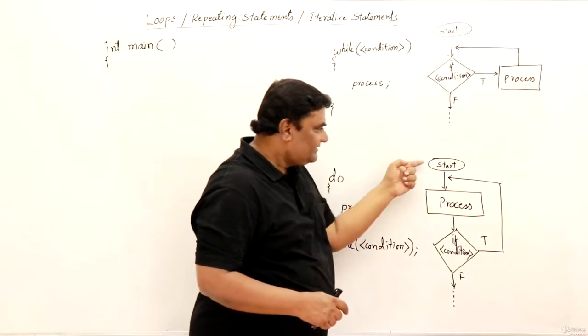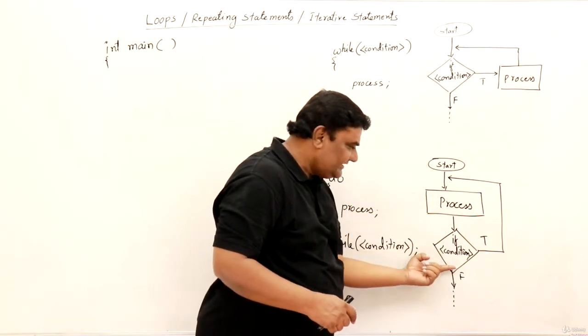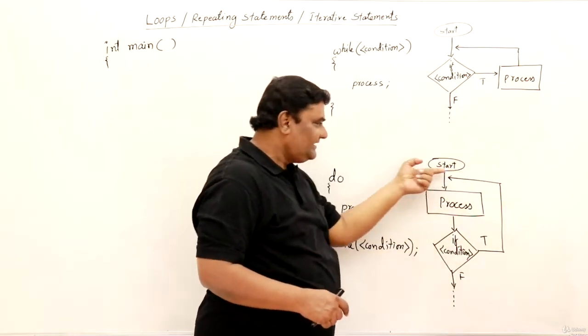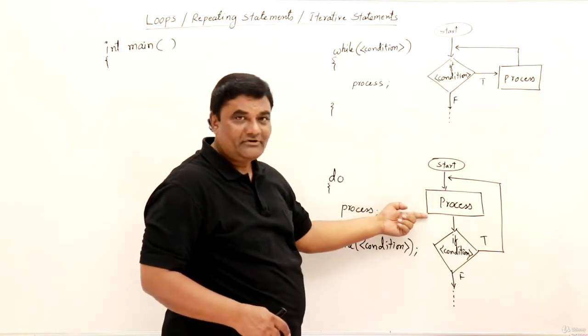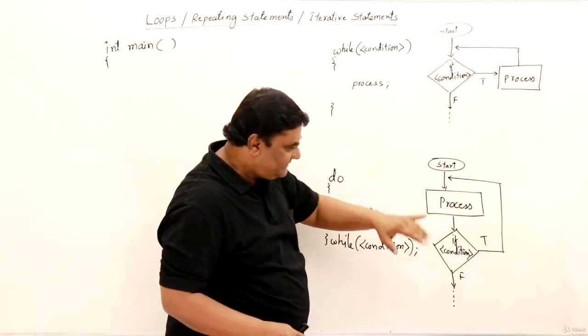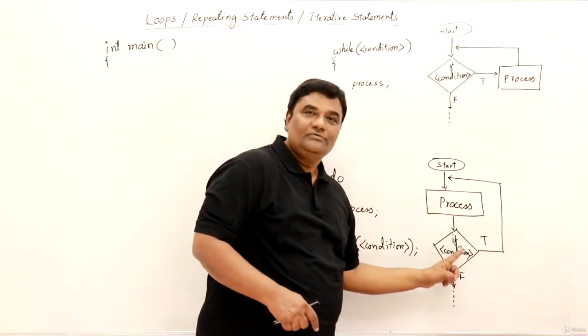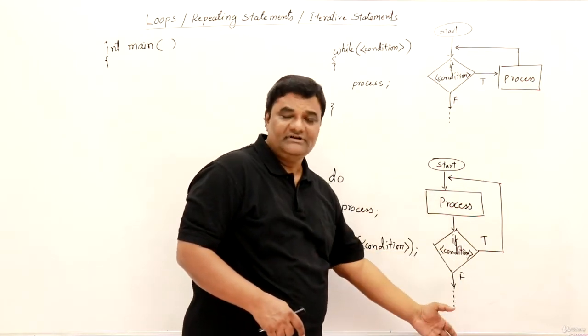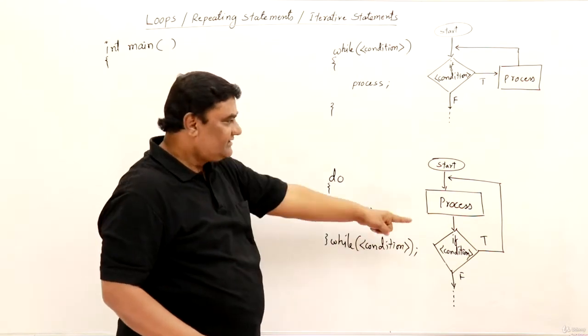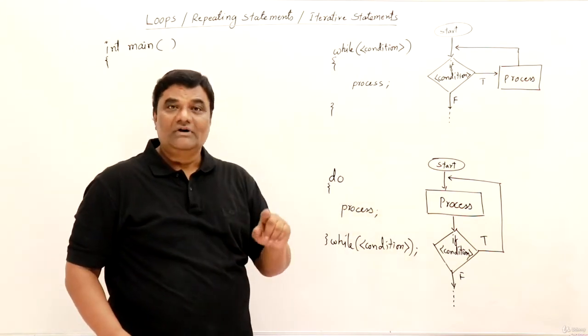Now do while loop: start, first process is done, condition is checked. And if yes, then it will again come to the process and repeat the process. So first processing is done, then condition is checked. And if the condition is false, then it will continue outside the loop. It will continue the rest of the statements. So this is the flow chart for do while loop.